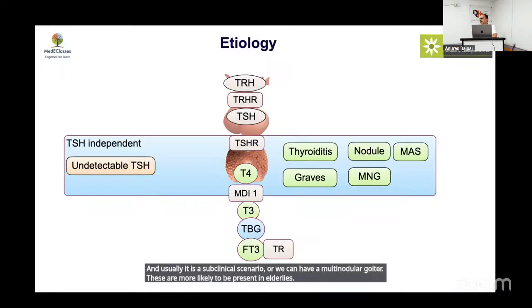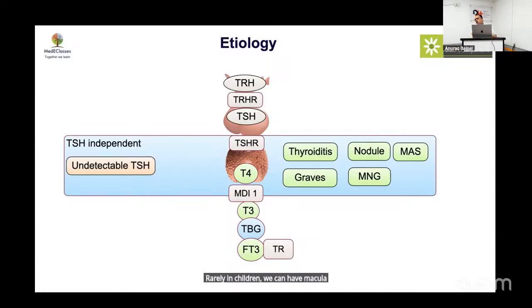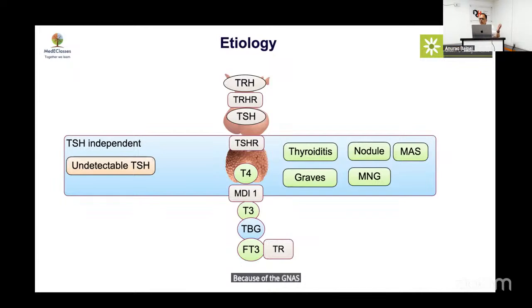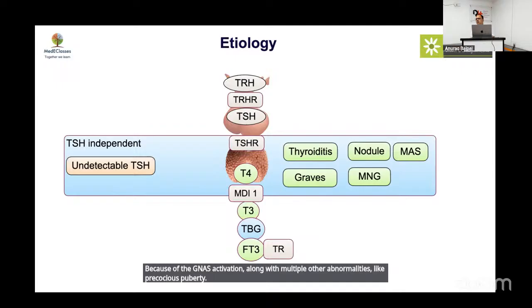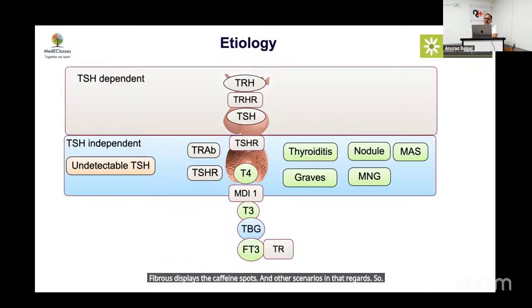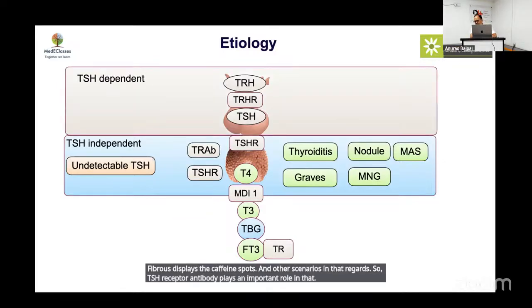Rarely in children, we can have McCune-Albright syndrome, in which you can have increased production because of the GNAS activation, along with multiple other abnormalities like precocious puberty, fibrous dysplasia, cafe au lait spots, and other scenarios in that regard. So TSH receptor antibody plays an important role in that perspective.